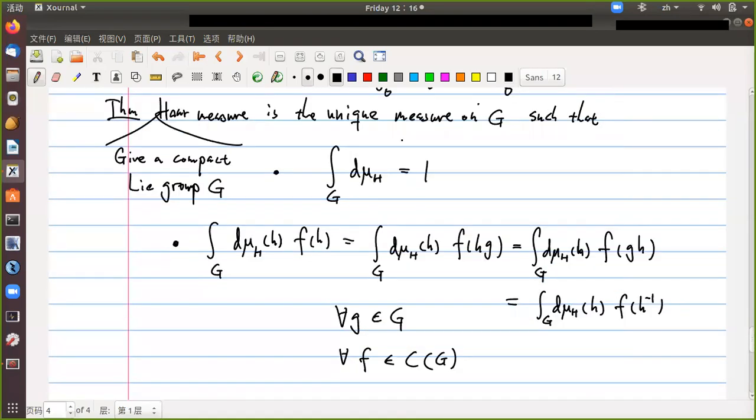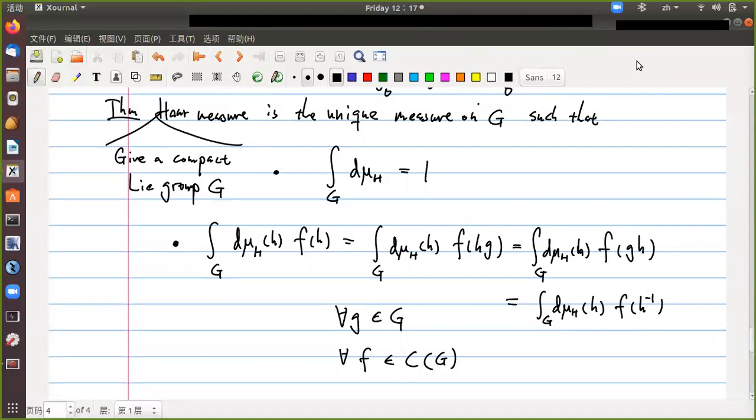Firstly, it is normalized, and secondly, it satisfies certain symmetries: suppose you integrate a function, but you make a change of variable, replacing h with h times g, or g times h, or h inverse. Then this integration is completely invariant. This is a property of Haar measure, and these properties are useful in many calculations.